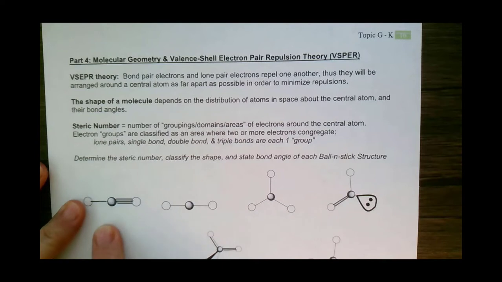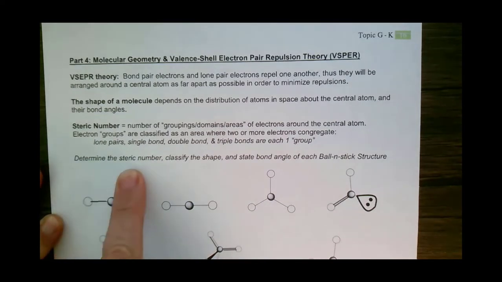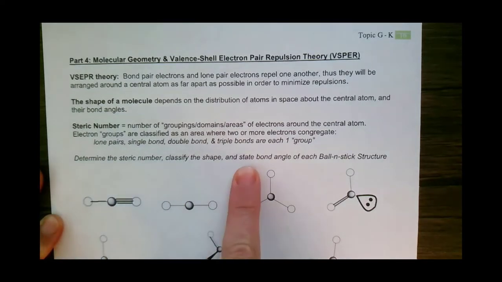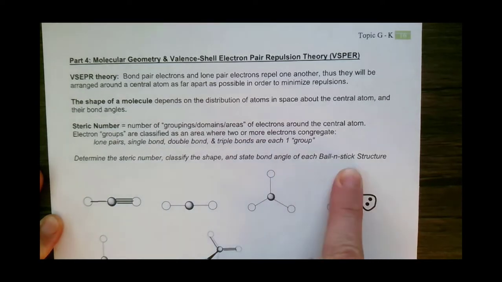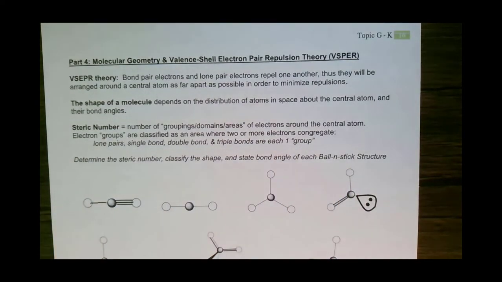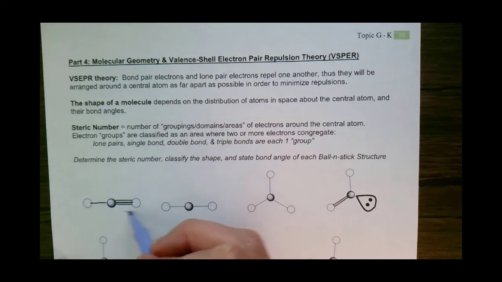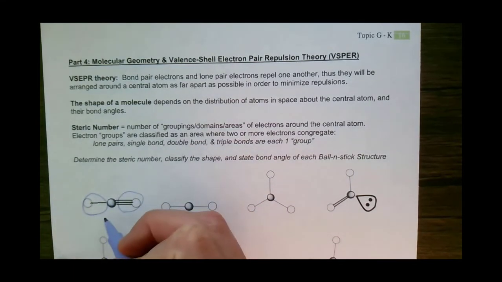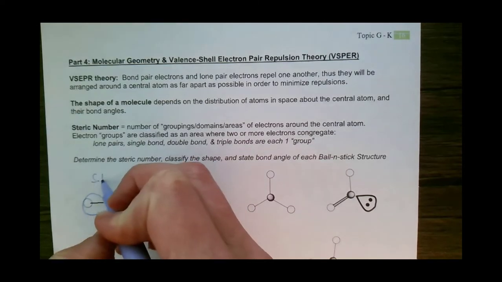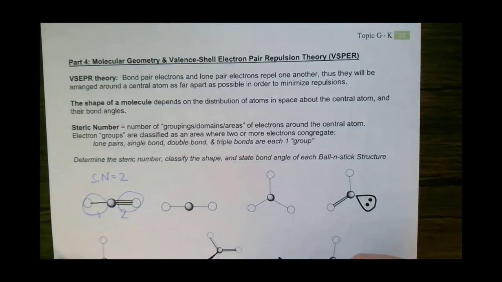So let's do some practice here on our notes. This wants us to determine the steric number, classify the shape, and state the bond angle for each of the ball and stick structures. So here we can see that there is 1, 2 things surrounding that central atom. So the steric number is 2.